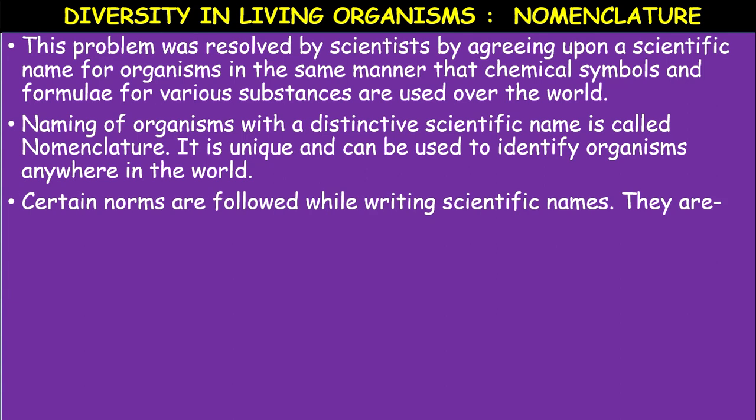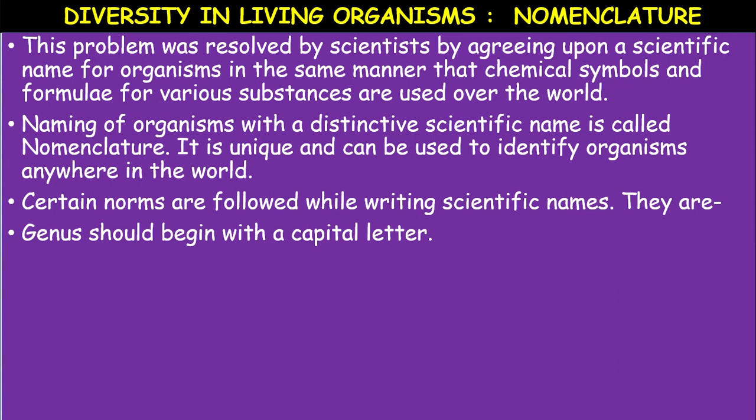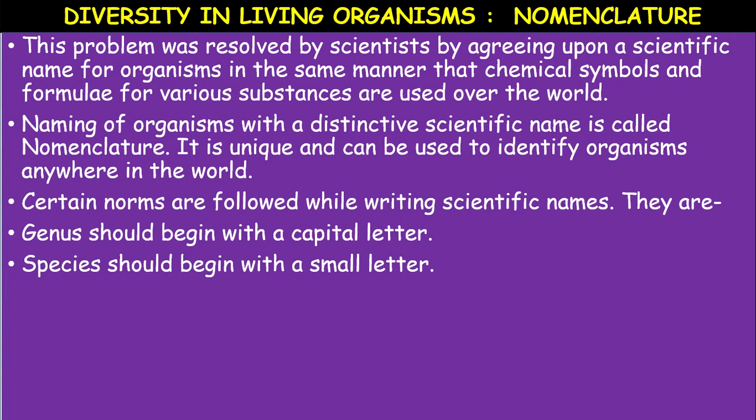Certain norms are followed while writing the scientific names. What are they? The genus should begin with a capital letter. The scientific name, binomial nomenclature, was introduced by Carolus Linnaeus. Two names are there. The first one is the genus name and the second name is the specific name. The genus name always starts with a capital letter and the species should begin with a small letter.